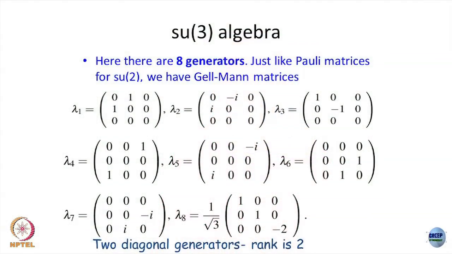Similarly, we have for SU3, the lowest non-trivial dimension is 3 cross 3, Hermitian traceless generators, number of independent real elements is 8, and out of that you can form 2 diagonal generators. SU2, you could form 2 cross 2 matrices with 1 diagonal generator. Here you can have 2 diagonal generators.